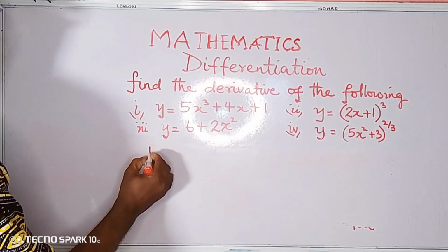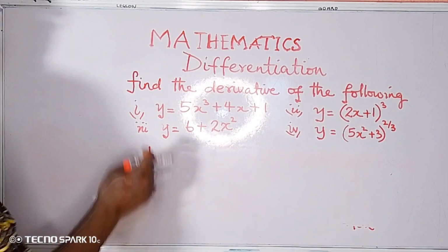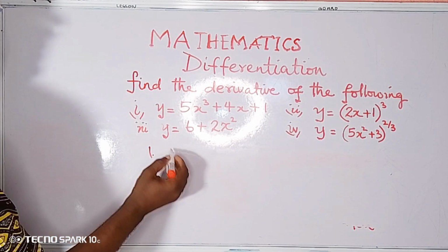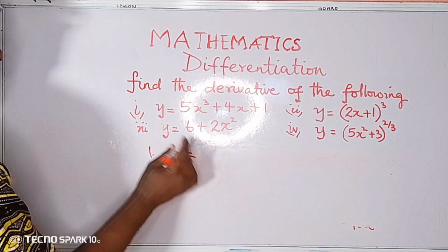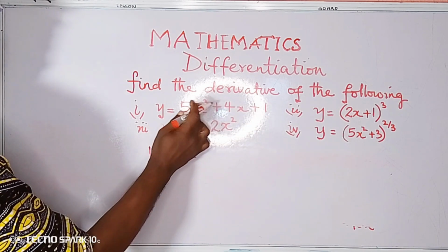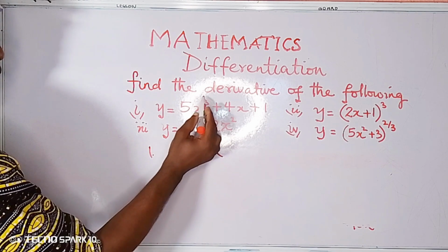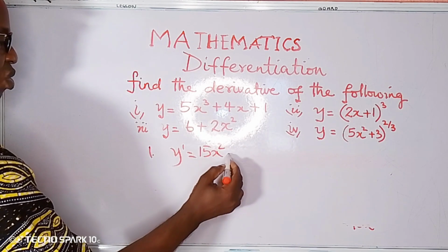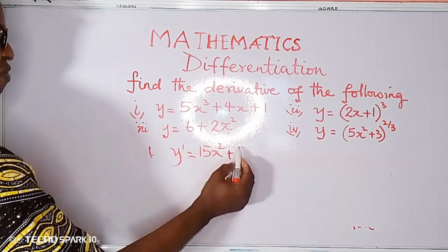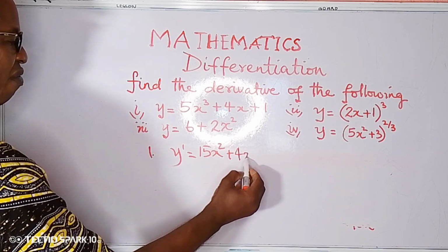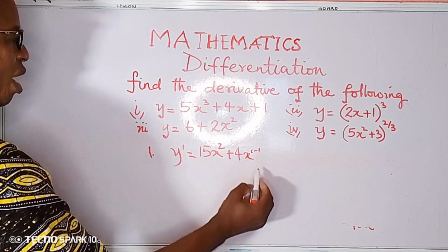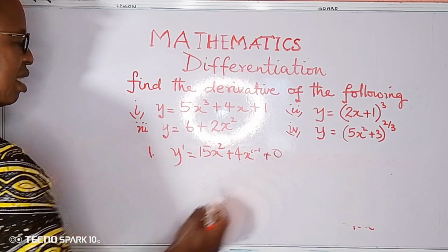Let's go with number 1. Now, number 1, in 30 seconds, let's see the solution to this. The derivative of y, as far as this function is concerned, will be what? 3 multiplied by 5 will give you 15. And so we take away 1 from 3, and that will give you 2. Plus 1 multiplied by 4 will give you 4. And then you have x raised to the power 1 minus 1. Plus the derivative of a constant is 0.